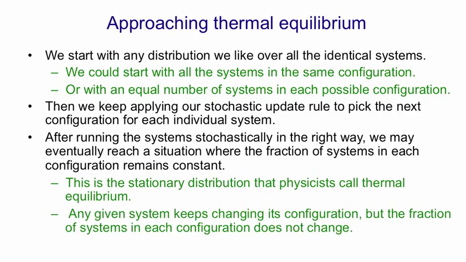Any given system keeps changing its configuration. We apply the update rule, and the states of its units will keep flipping between 0 and 1. But the fraction of systems in any particular configuration doesn't change. And that's because we have many, many more systems than we have configurations.